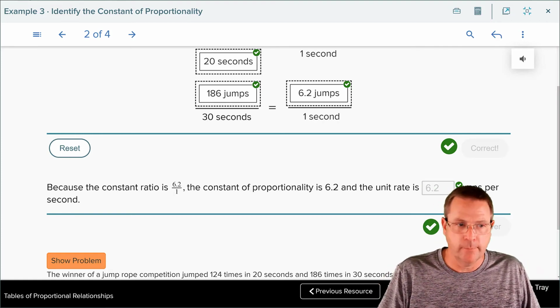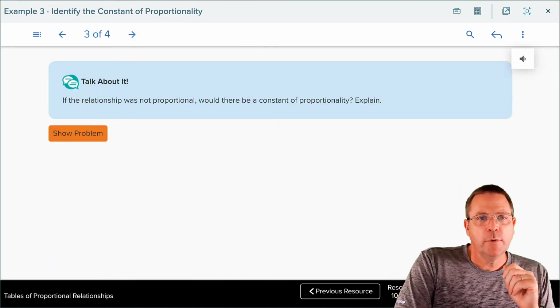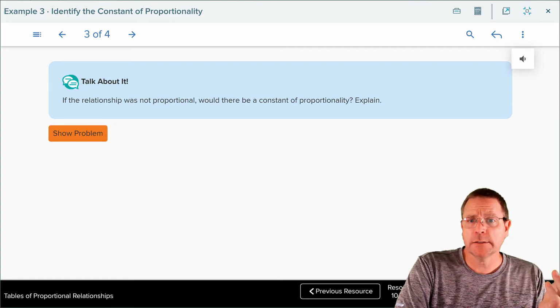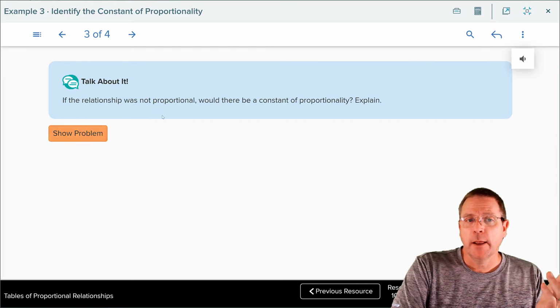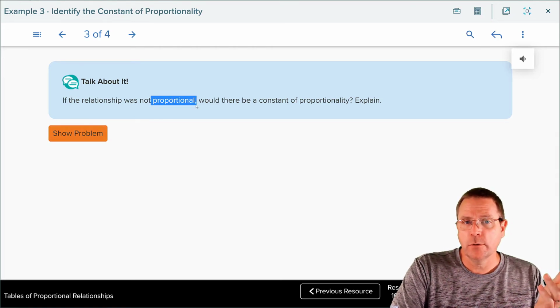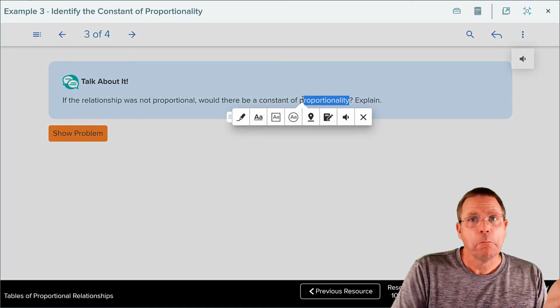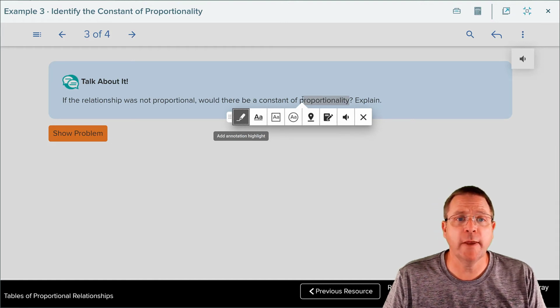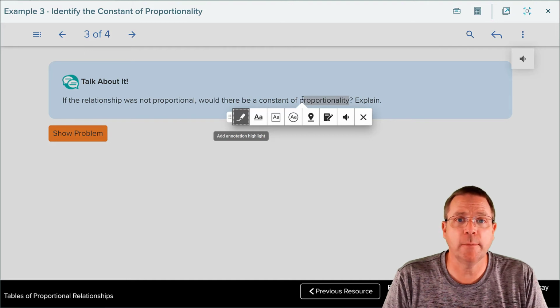Let's keep moving. If the relationship was not proportional, would there be a constant of proportionality? Think about it. Not proportional, no proportionality. You have to have a proportional relationship for there to be proportionality between them.